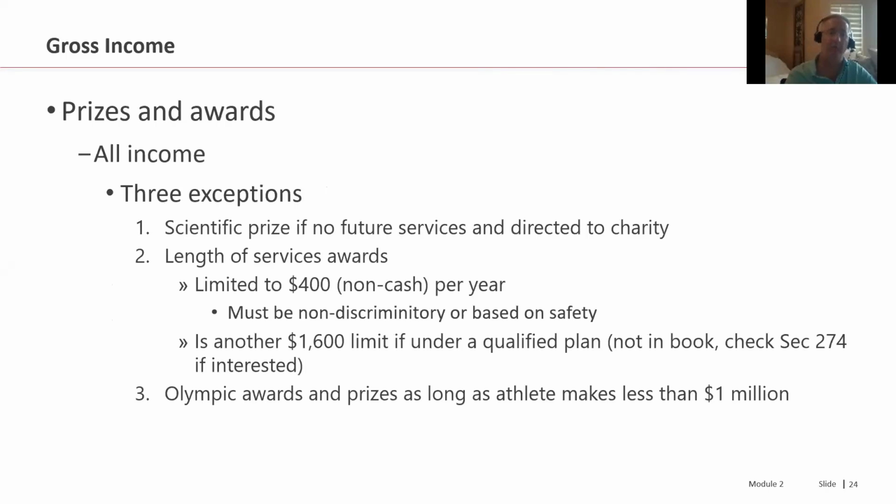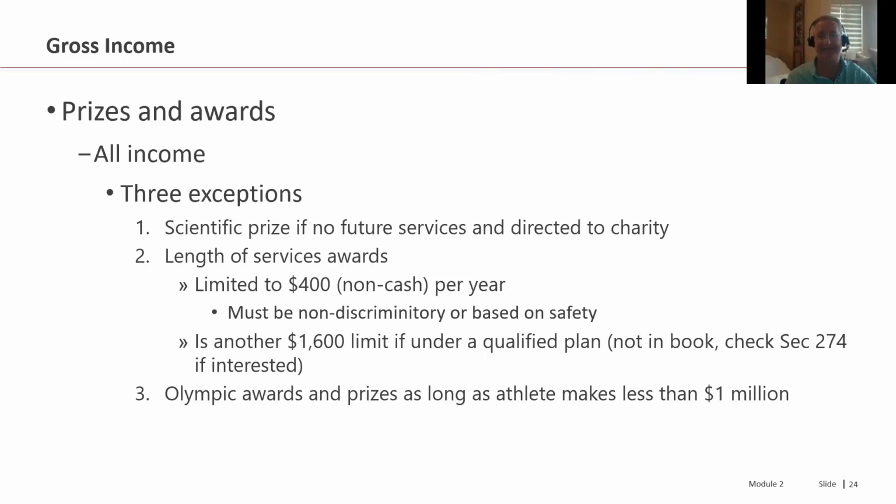So prizes and awards. So prizes and awards are income, right? So if you go on a game show and you go on The Price is Right and you win a new car, yeah, guess what? That's income to you. If you go on Oprah and she gives away a car to everyone in the audience, that's a prize. And yeah, that's income to you, and you're going to have to pay income tax on that.